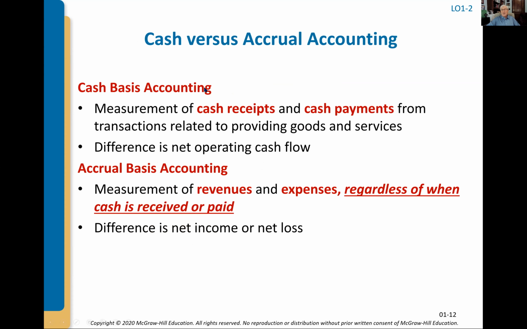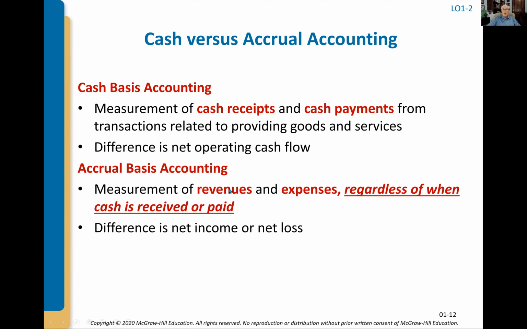Cash-based accounting, not going to spend a lot of time on that. Not acceptable for public companies, not allowed. Accrual-based accounting is required for all public companies. And even if I had a small private company, if I had one little store, I would still do accrual-based accounting because it measures things when they happen, not when the cash is paid or received.